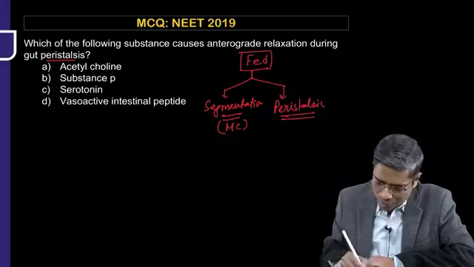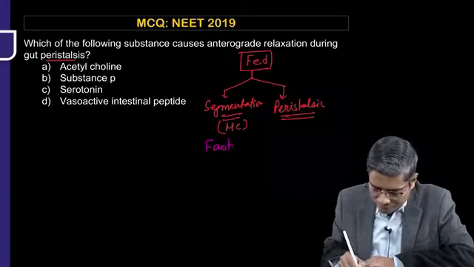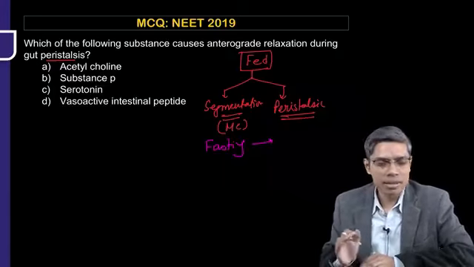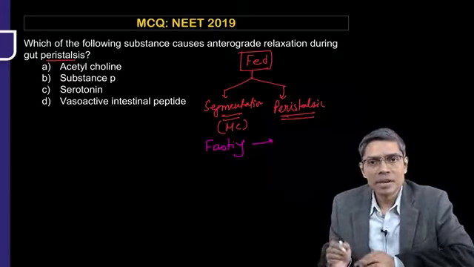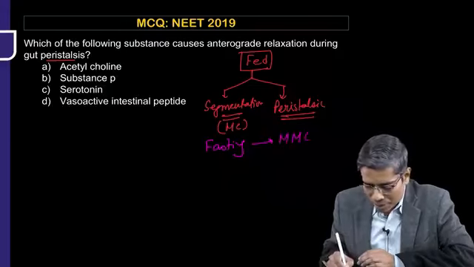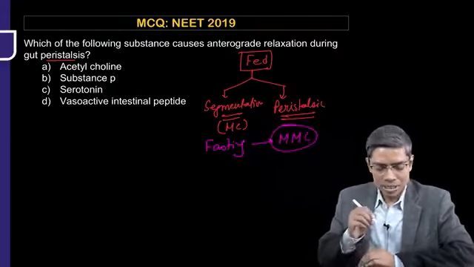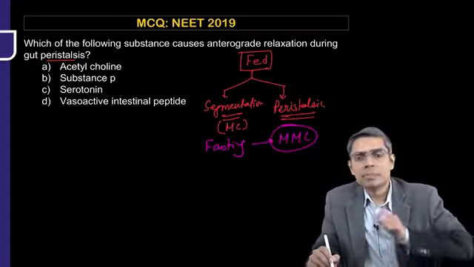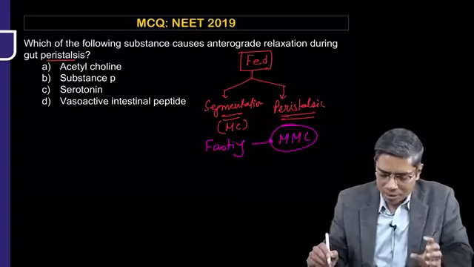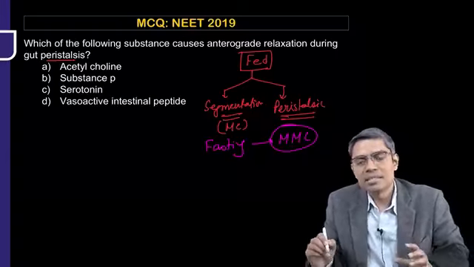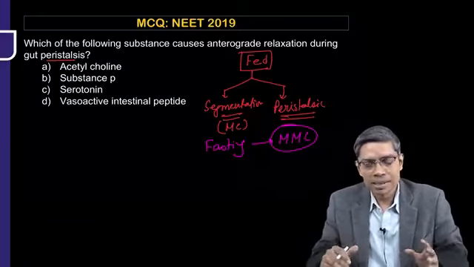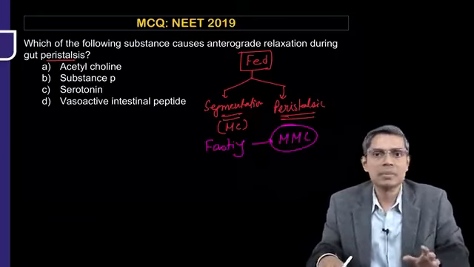But whenever the question is about the fasting motility, so fasting motility means when there is no food in the GIT for the last maybe 90 minutes, there will be another motility which is known as the migratory motor complex. I'm coming to this. Here the question is about peristalsis. They're asking which of the following substances causes anterograde relaxation during peristalsis. Very definite question, and this question has been asked multiple times.